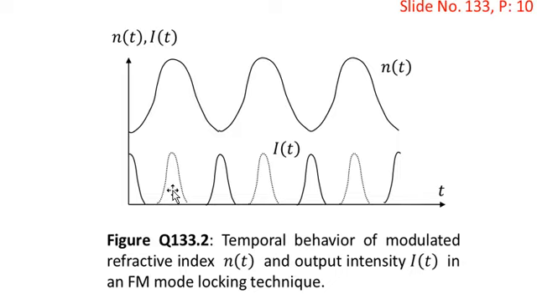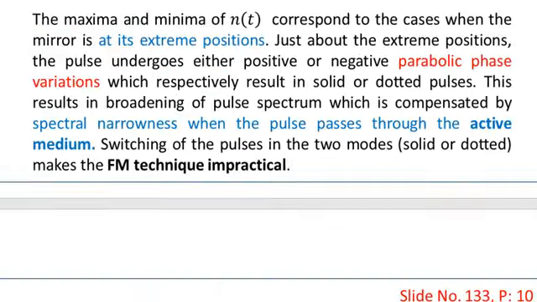So dotted occurs corresponding to the peak value of the variation curve of the refractive indices, whereas the solid curves correspond to the minimum values of the n of t curve. For example, this corresponds to the minimum value of n of t curve. This again corresponds to the minimum value. And in between them, there's this region where there is a parabolic variation of n of t. You see that no output is over here. So let me explain further through the previous paragraphs.